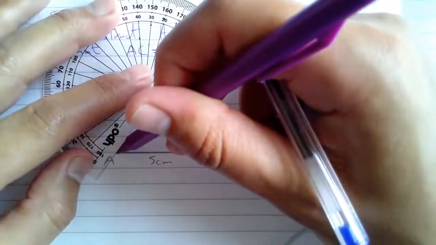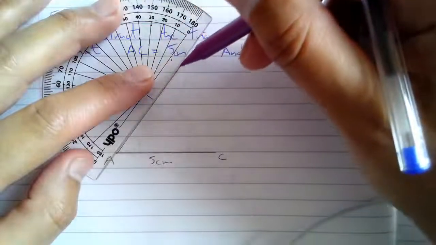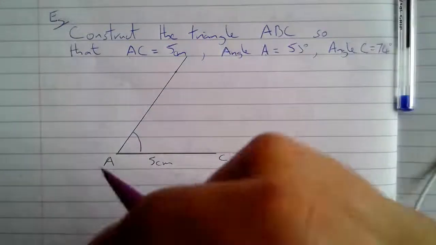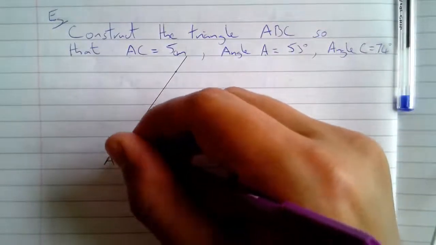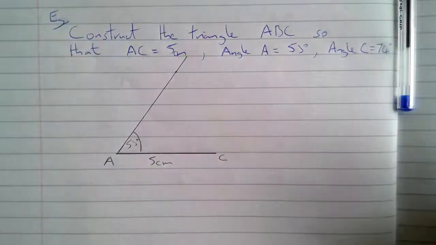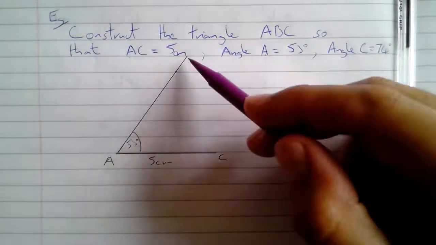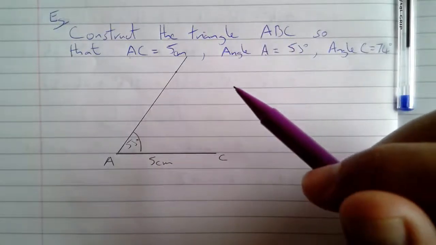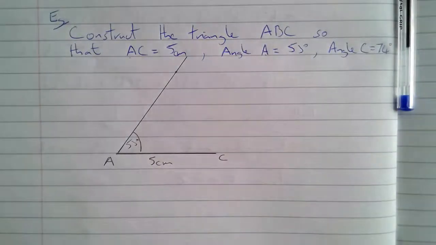If I draw a nice straight line up here, through the point from A, and call this 53 degrees. So the angle here is 53 degrees. This line I just make as long as I can for now, because I don't know how long it needs to be. We'll figure out how long it needs to be in one moment.